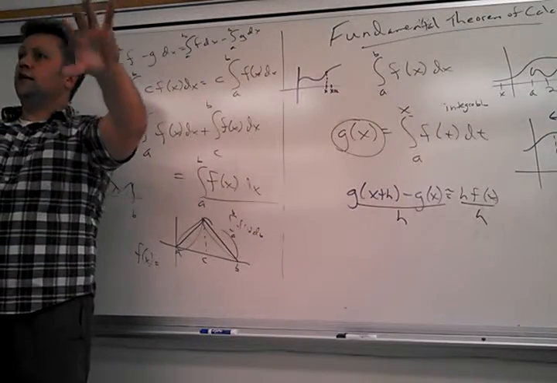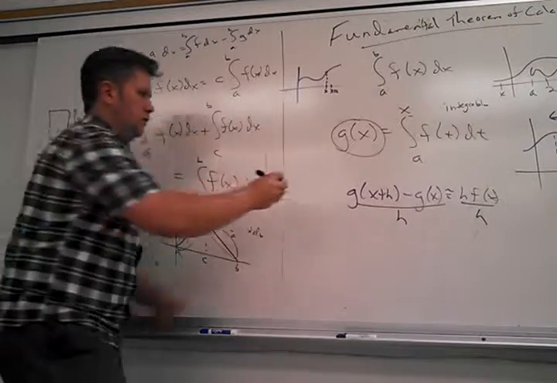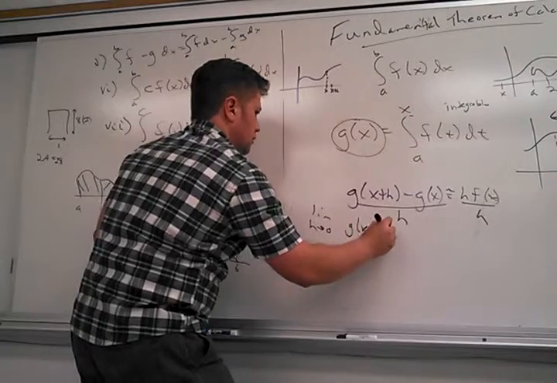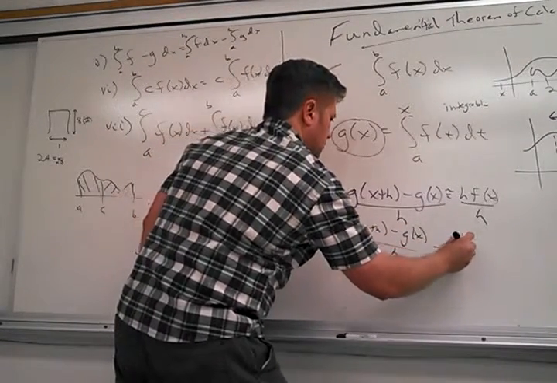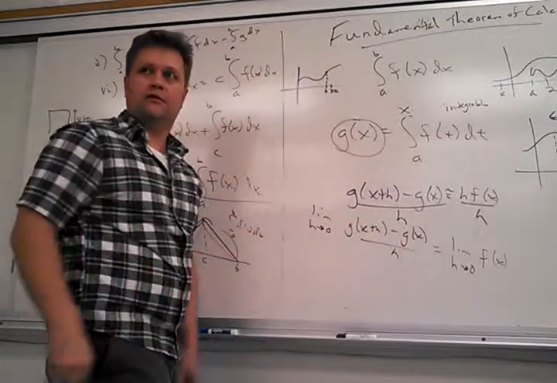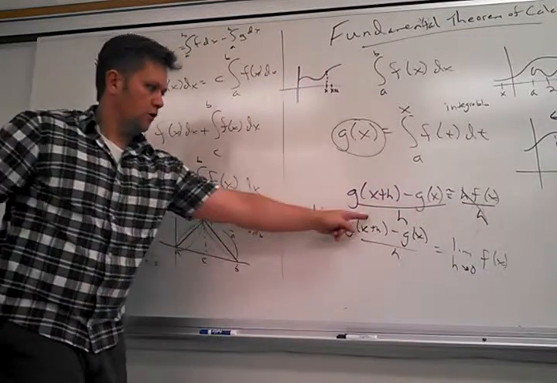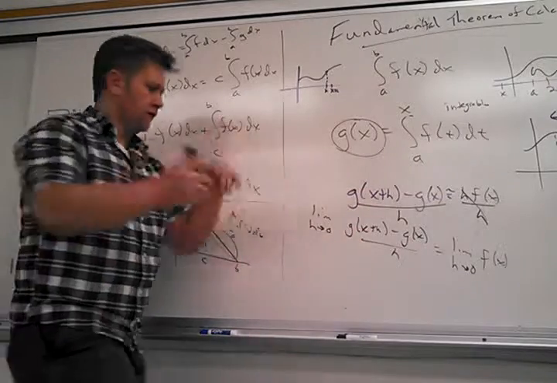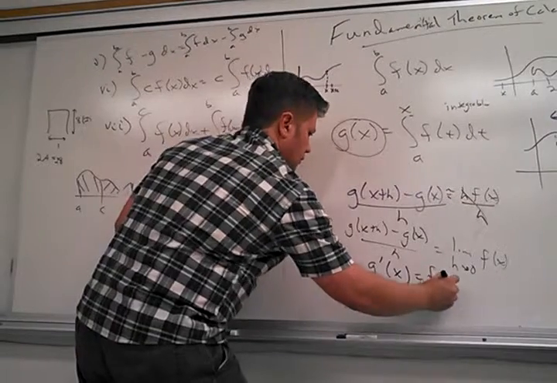And what am I going to do then? What I said earlier, I'm going to let h go to 0. So if I let the limit as h goes to 0 of g of x plus h minus g of x over h, which is the limit as h goes to 0 of f of x, and that's of course just f. The h is canceled here, right? I divided by h. So what is this the definition of? Derivative. So this is g prime of x equals f of x.